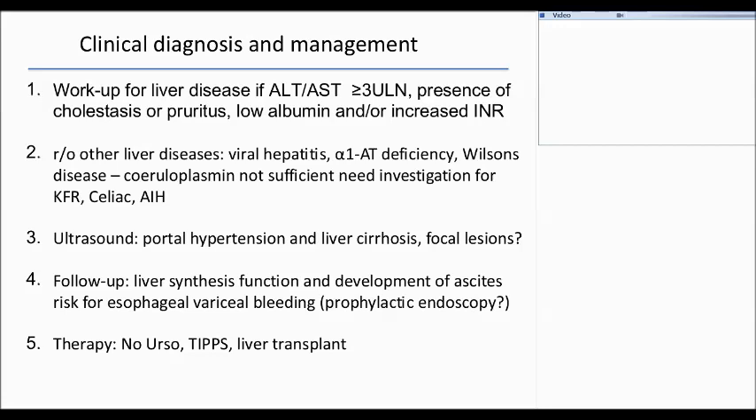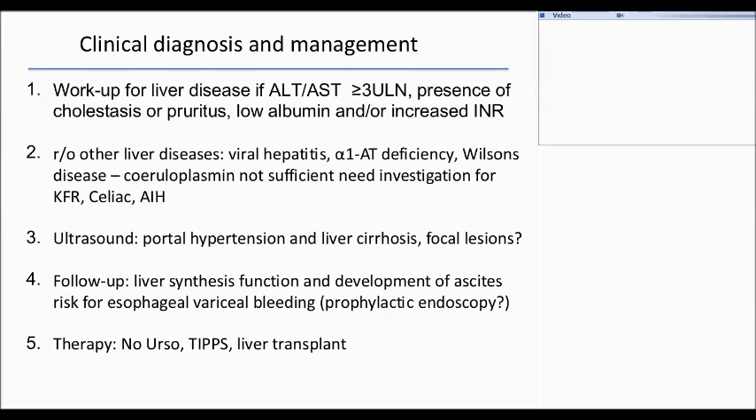So what can we get out of all of that? There are currently still no management guidelines. So I believe, both here at CKIT and in the adult world, that you should definitely work up somebody for liver disease if the ALT and the AST on your yearly blood work are up more than 3 times the upper limit of normal, or if there is any presence of cholestasis, jaundice, or pruritus, which could be liver, or low albumin or increased INR, which are all signs of liver synthesis dysfunction.